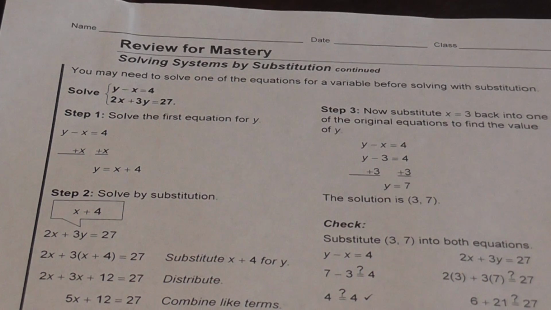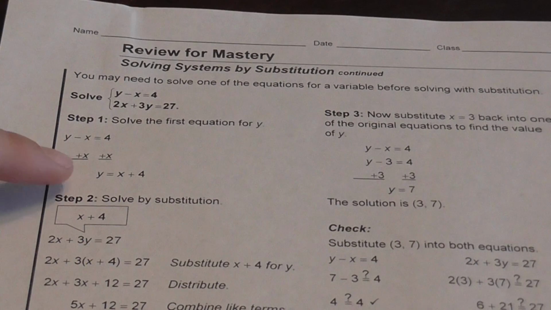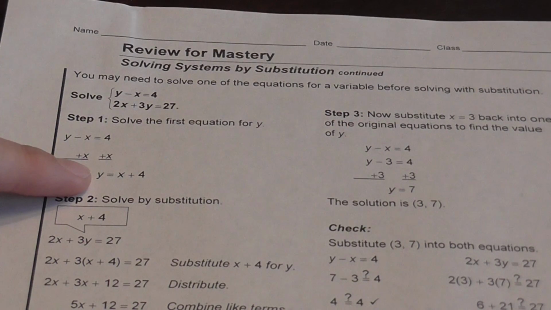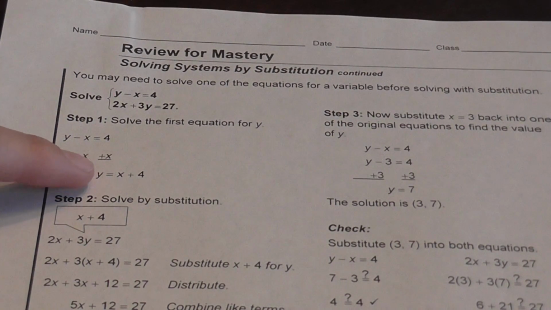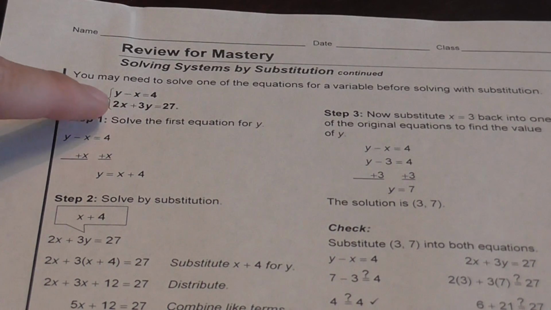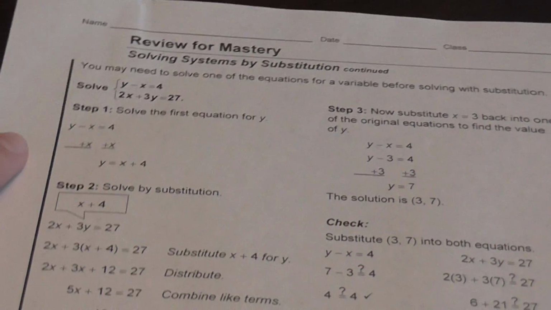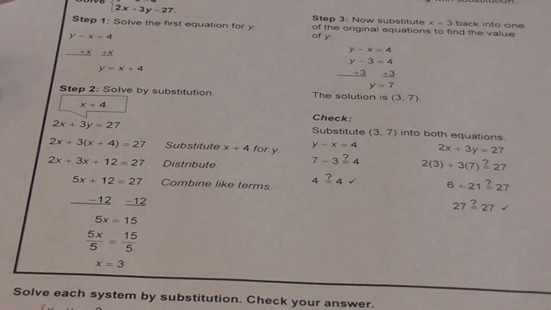So what we're going to do is get that y by itself. So we're going to solve this equation for y. We end up with y equals x plus 4. At this point, we treat it as if it was this equation and this second equation and do exactly what we were doing on the other side of the page. And you can see all the step-by-steps.